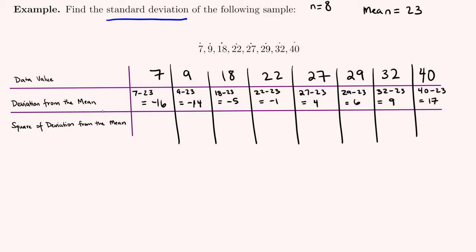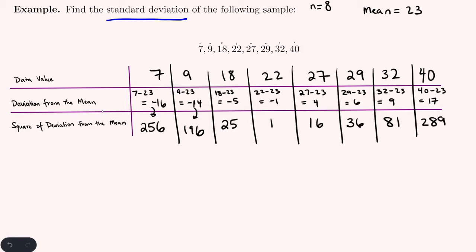And let's continue to fill in this chart. So we found all of the deviations from the mean, always data value minus the mean. Next, we square each of these values. So we square negative 16. Negative 16 squared in your calculator is positive 256 because that's negative 16 times negative 16. Negative 14 squared, which is negative 14 times negative 14, is 196. Negative 5 squared is 25. Negative 1 squared is 1. 4 squared is 16. 6 squared is 36. 9 squared is 81. And then 17 squared, if you type it in your calculator, is 289.